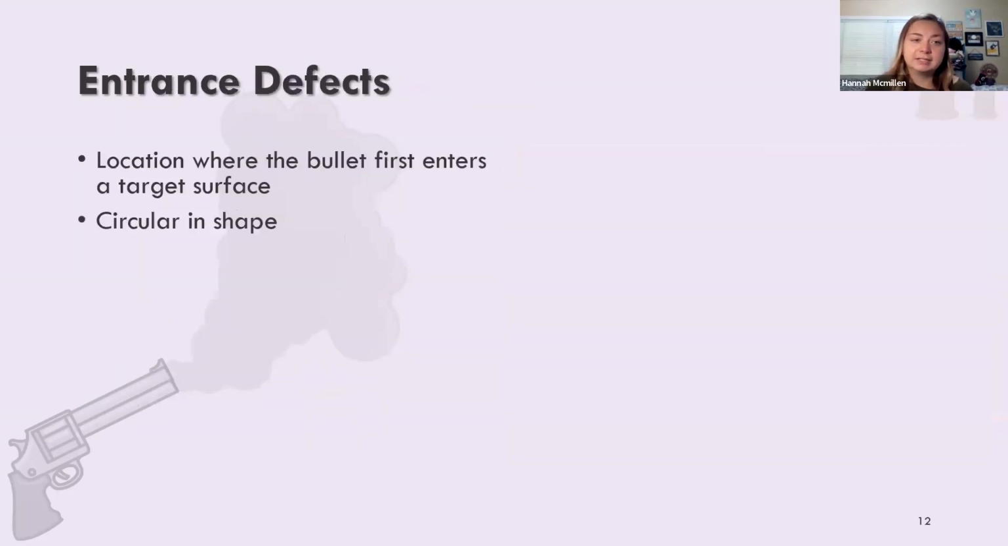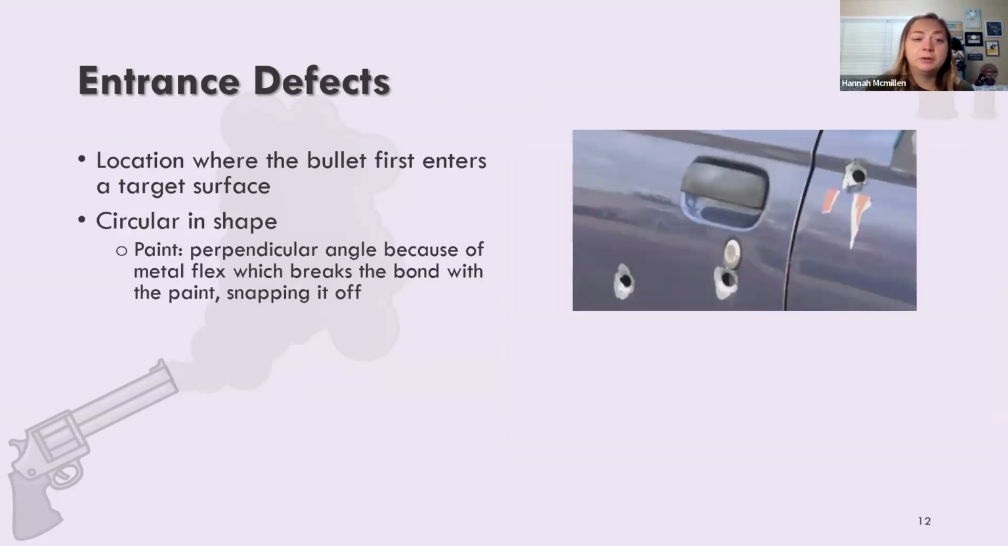So when it comes to entrances, we are going to locate where the bullet first enters a target surface, and this is going to be relatively circular in shape. When it comes to paint, you can see a perpendicular angle because of the metal flex, which breaks the bond between the paint, snapping it off. So in this case with a car, you can see that these relatively circular points or locations on the car are going to be our entrance. And you can see the paint around it. This is where we are seeing that metal flex breaking the bond with the paint and therefore snapping it off. So that's why we're not seeing any paint around the entrance defects of the car itself.